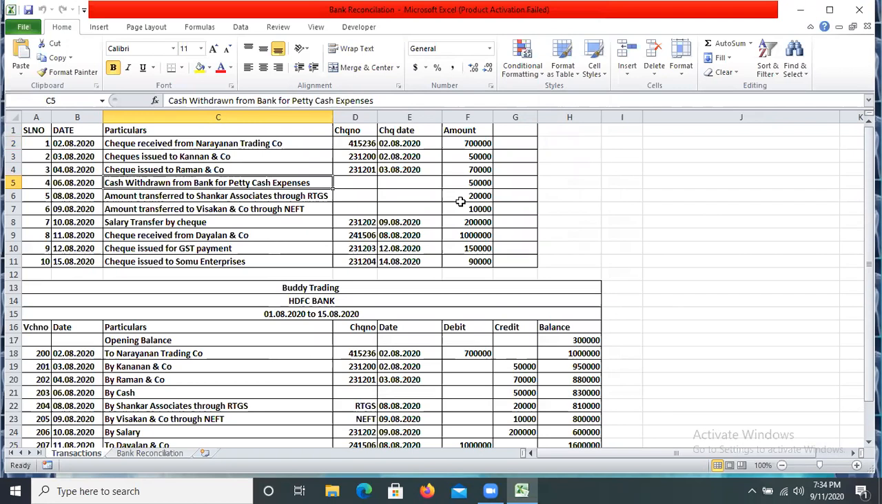Amount transferred to Shankar Associates. Amount transferred to Visakan. Salary transfer. Check received from Dayalan. Check issued for GST payment. Check issued to Somu Enterprises. So these are all the transactions that happened.